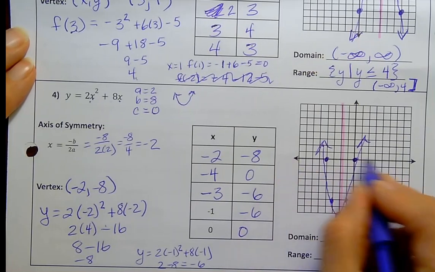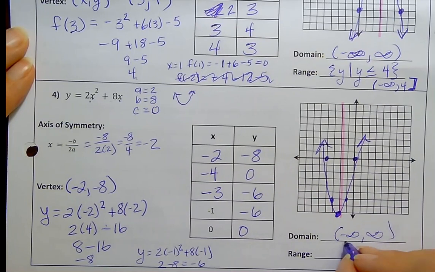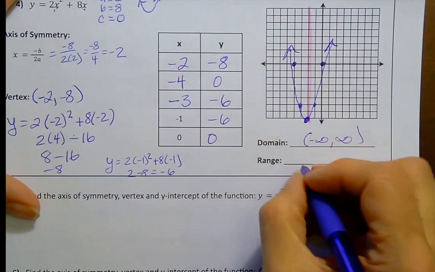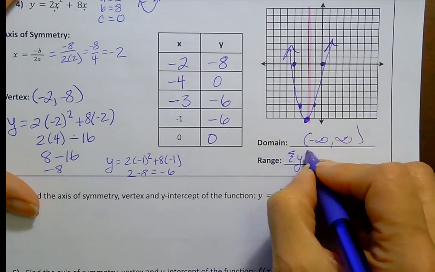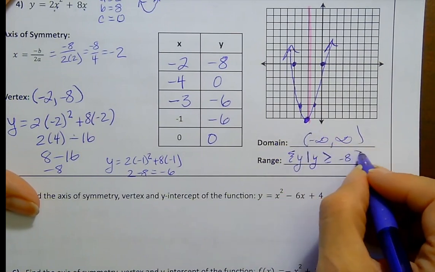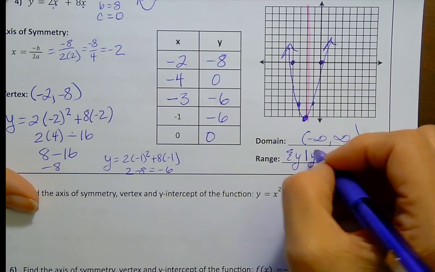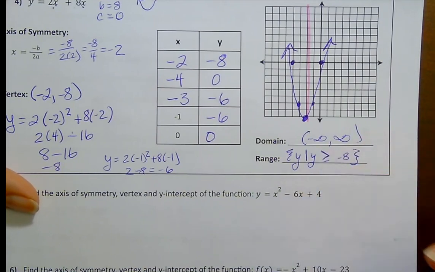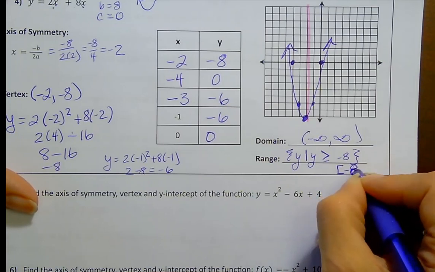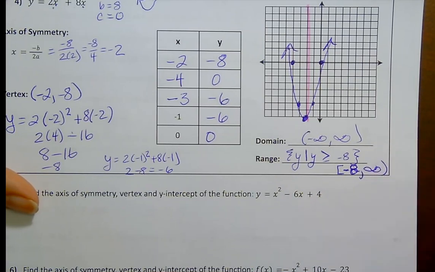Okay, my domain, x can continue all the way to the left and all the way to the right: -infinity to +infinity, or all real numbers. For y, I'm going to say y has to be greater than or equal to -8. All right, in interval notation, that's -8 to infinity, and we can go all the way up to infinity with our vertical line.